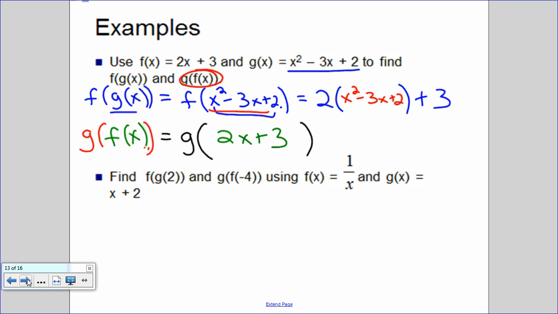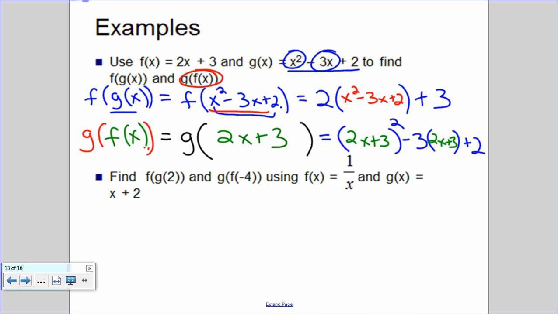I'm going to square something, minus 3 times that something, plus 2. That's what G does. G takes a number and squares it, minus 3 times it, and then adds 2. So now that something is not a number, it's a rule. So 2x plus 3, and then 2x plus 3.